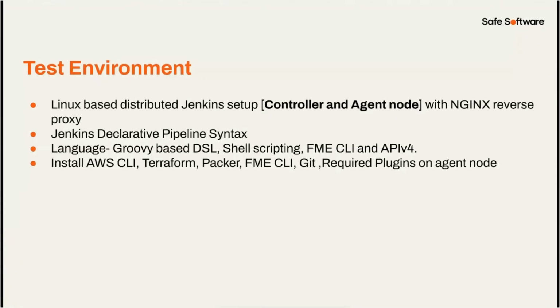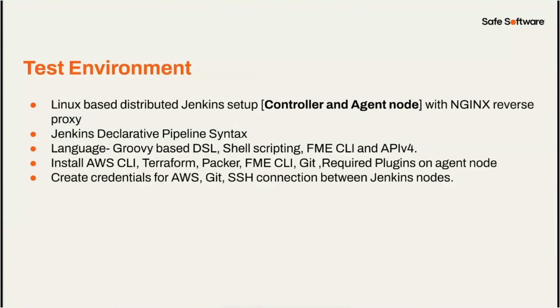We've installed AWS CLI, Terraform, Packer, FME CLI, Git, and some required Jenkins plugins on the agent node, the one that's running the job. And this is a prerequisite that must be fulfilled. We've also added credentials on Jenkins for the AWS account for access. The same has been done for the GitHub repo and also for the SSH connection between the 2 distributed Jenkins nodes.